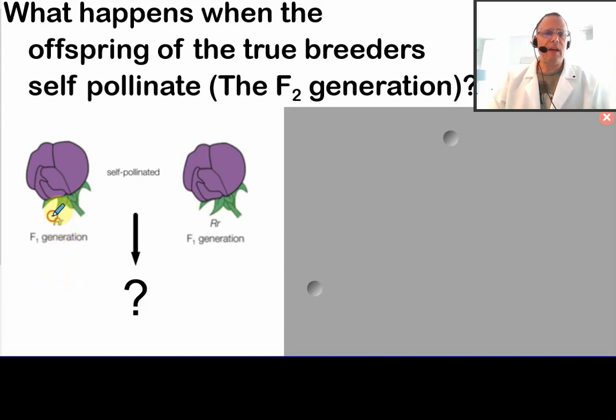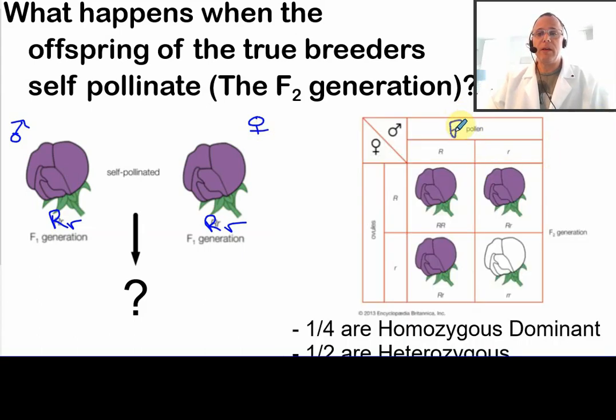So we have the heterozygote crossing with a heterozygote. Again, let's identify this as the male, this as the female, and look at the scenario. So it is a heterozygote. One pollen grain will have a big R, while the other option a little r. The female is also a heterozygote, so one ovule with the big R, one with the little r. What happens when that pollen meets that ovule? Big R, big R.